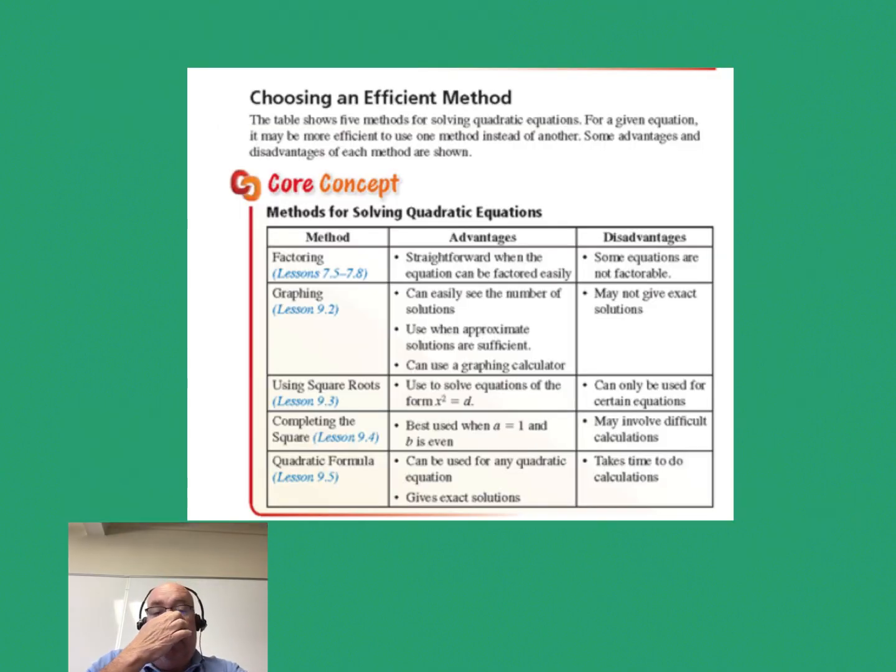Okay, so here's the deal. We've learned a lot of different methods to solve these equations. In Chapter 7, we learned factoring. There's one method. We didn't look at graphing. However, you could use a graphing calculator, or if you use Desmos online, you could put the equations in and graph to find the solutions. The solutions would be where they cross the x-axis. We've learned to use square roots, we've learned to use completing the square, and we've learned the quadratic formula. So part of the deal is to be able to pick the best method.